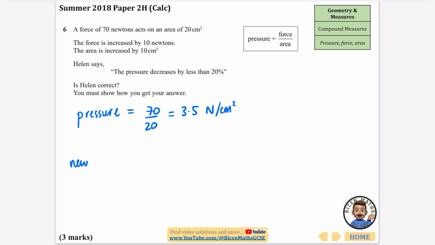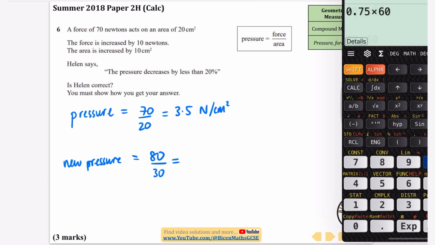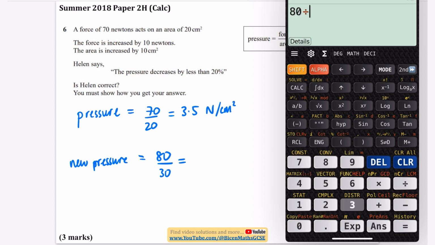Now we're going to do what the new pressure is. The new pressure is going to be different. It says that the force is increased by 10, so it's going to be 80, and the area is being increased by 10, so we've got 30. So we'll do 80 divided by 30 here, and 80 divided by 30 is 2.666 newtons per centimetre squared.